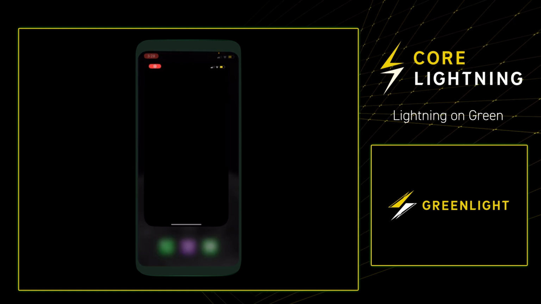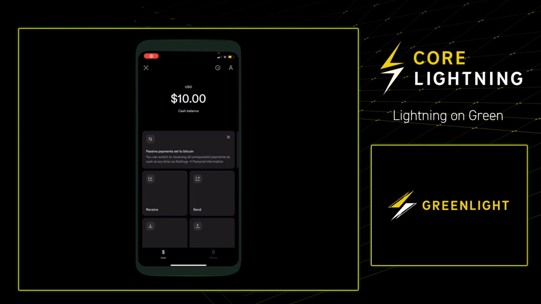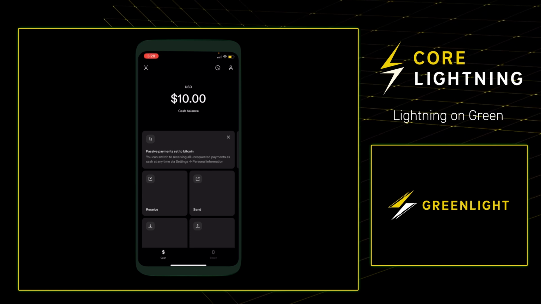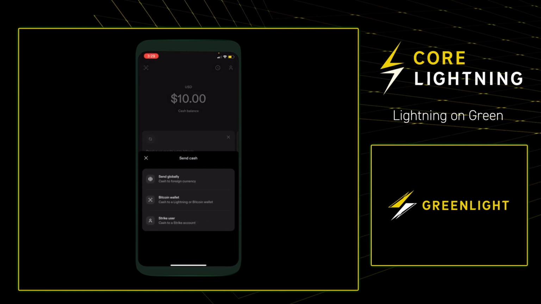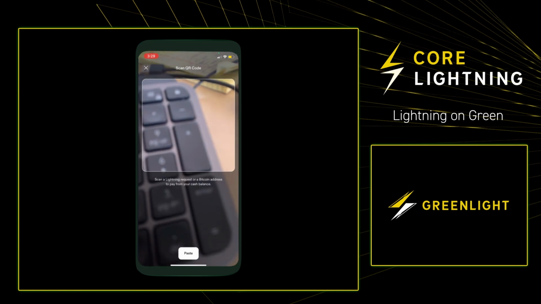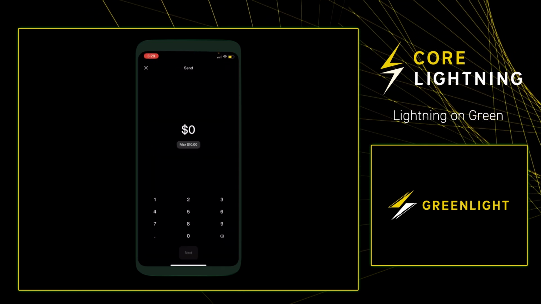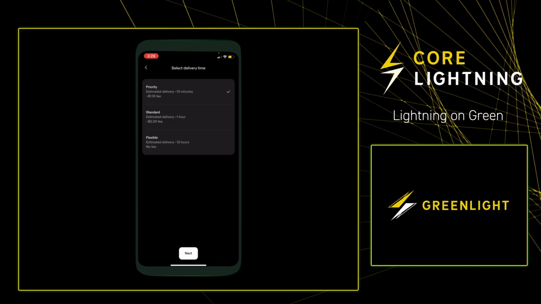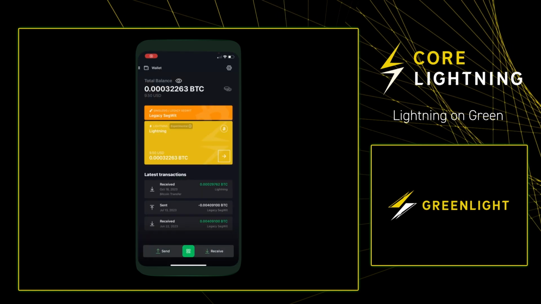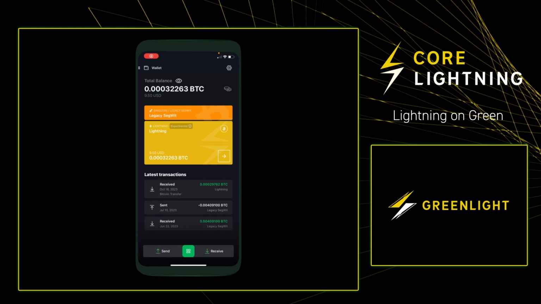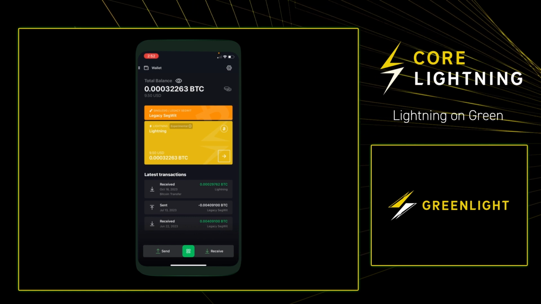And I'm going to send over all of the funds I have in my wallet here, which is $10. I'm going to press send. I'm going to click Bitcoin wallet, and I'm going to paste in my on-chain address. From here, I'm going to be sending all $10, and because I'm in no rush, I'm just going to do the no fee. As we can see, my Lightning account now has the sats that we were waiting to receive.